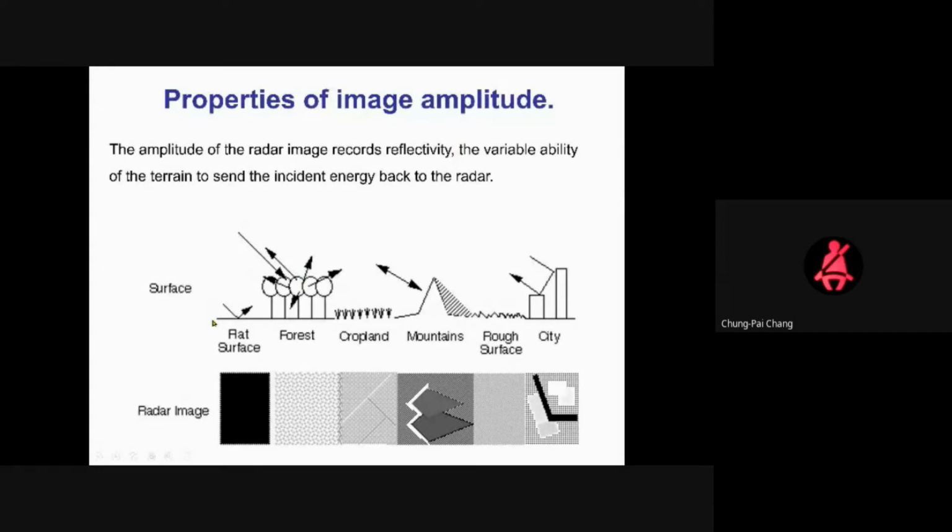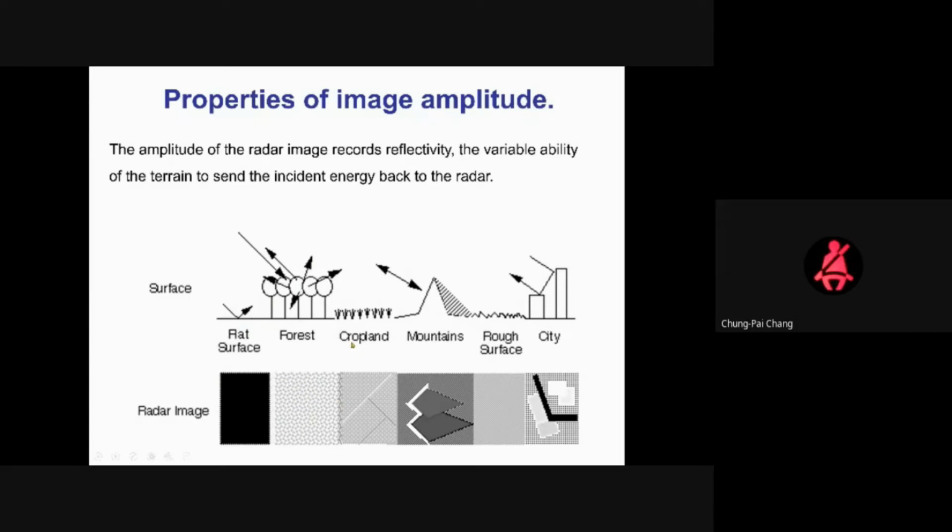So, for example, if this is a very flat surface, for example, sea surface or water surface or airport, it's very flat. So just consider it as a mirror, and then the radar signal touches the surface and will reflect to the other direction. So in the radar image, it will be a black area. For the forest, the signal touches the treetop and scatters in all directions, and you still can receive some signal like this pattern.